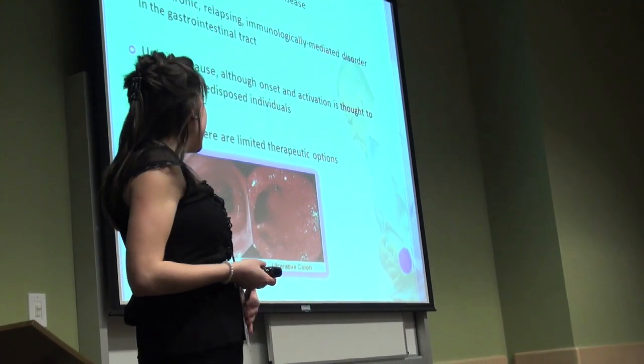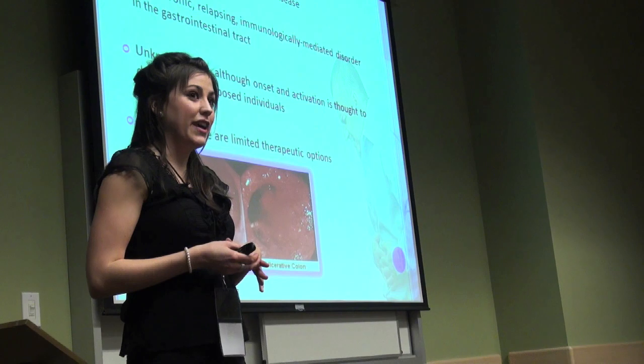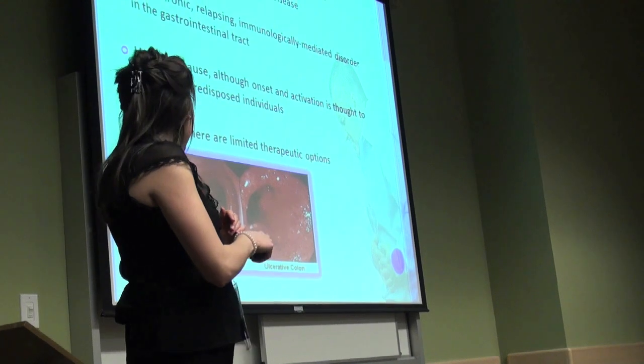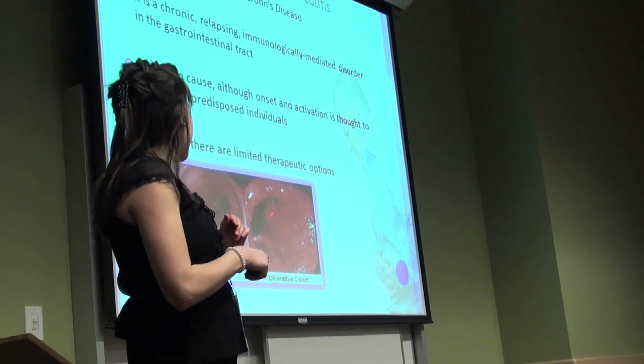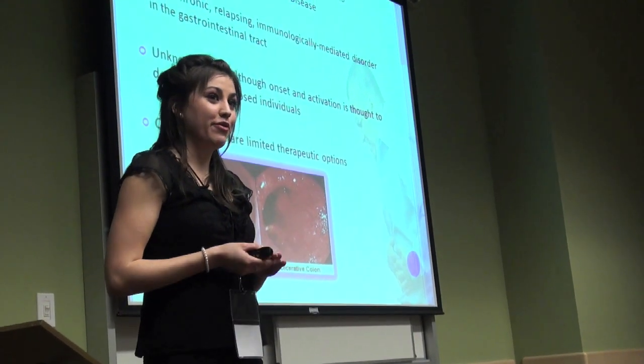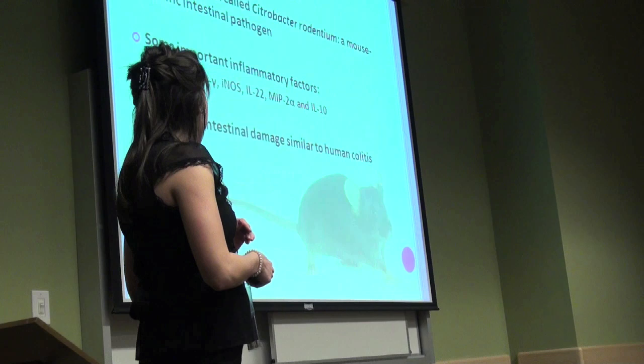So some symptoms of colitis can be very severe. You can get severe abdominal pain, fever and other signs of infection, severe weight loss. You can see this nice healthy colon here, as opposed to this very ulcerative and inflamed colon here. And Canada actually has the highest incidence and prevalence in the world, and currently there are very limited therapeutic options.